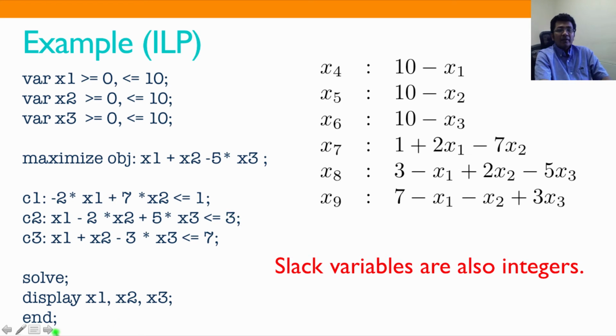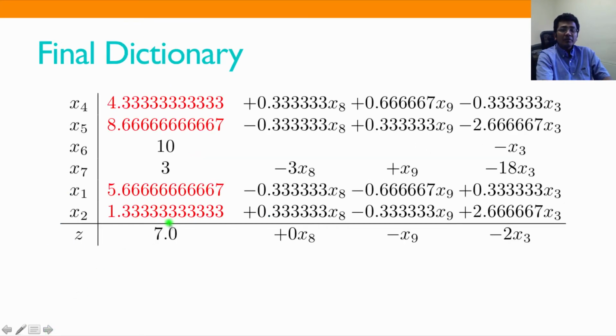Now, let me go ahead and solve this using simplex and write down the final dictionary that I get. And here is the final dictionary. As you can see, x1 and x2 are the original problem variables. So the value of x1 is 5.67, x2 is 1.33, and x3, which is also an original problem variable, has a value 0. Now with these three, you can clearly see that the solution is fractional.